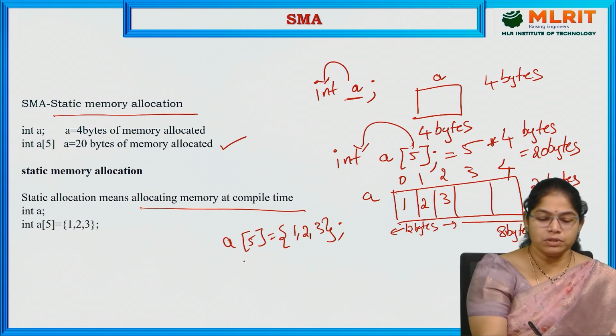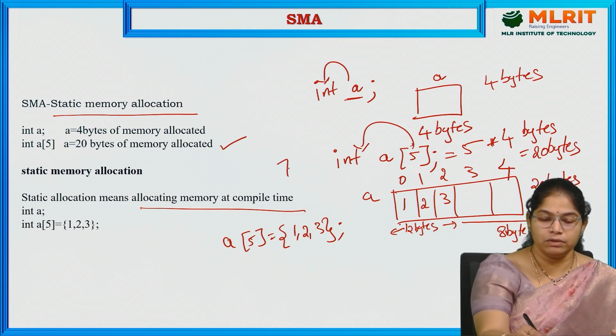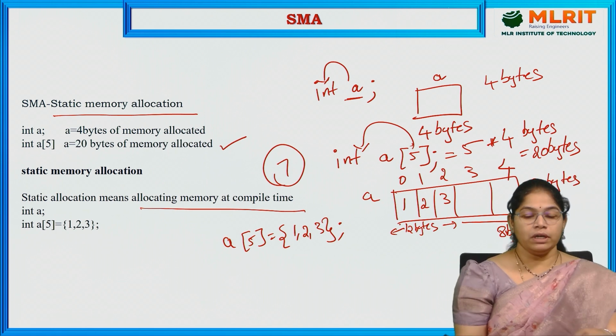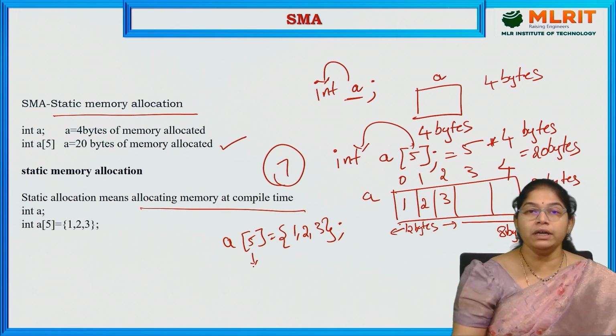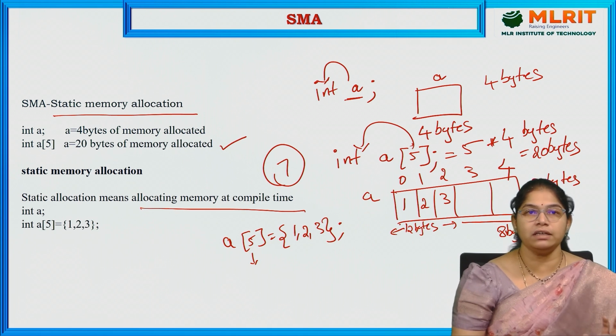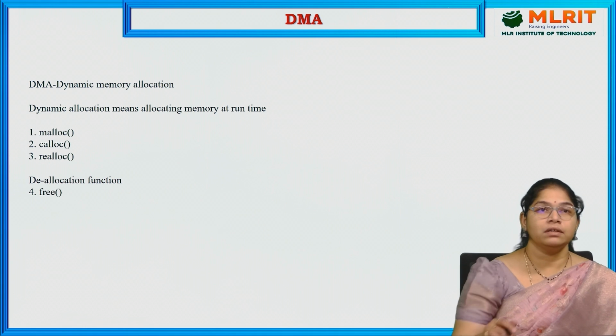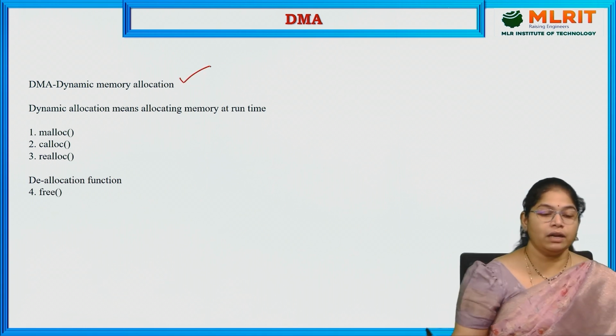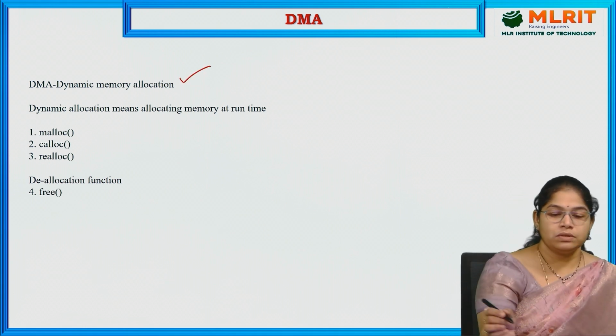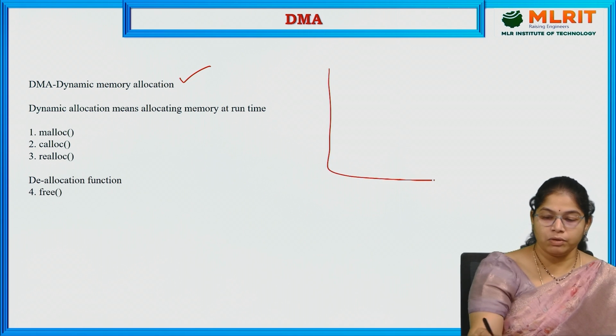And suppose I want to store 7 values in this array. Already I have given 5, which means 20 bytes of memory is fixed. I cannot increase or decrease the memory in SMA. To overcome this, we have DMA, Dynamic Memory Allocation. But before that, we have to know about the memory layout.